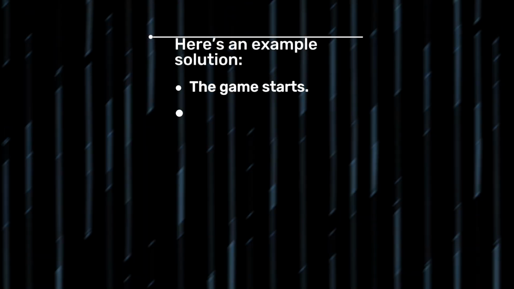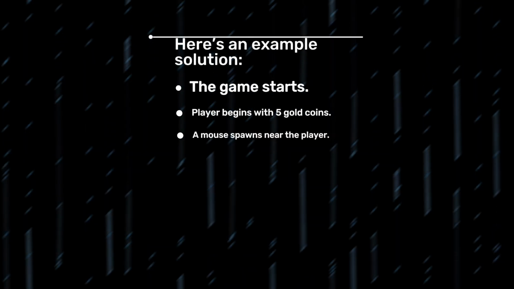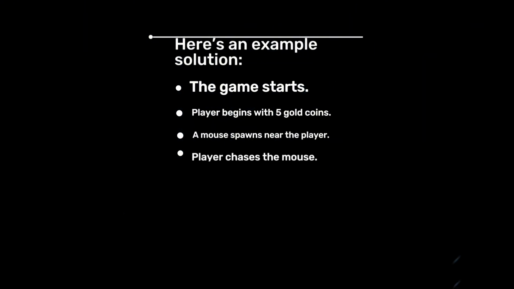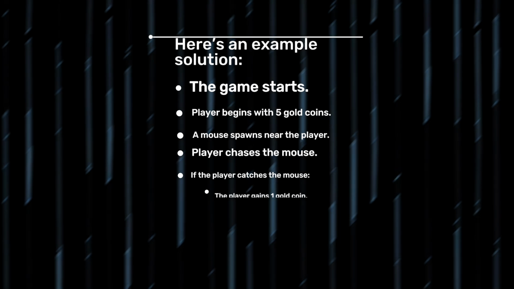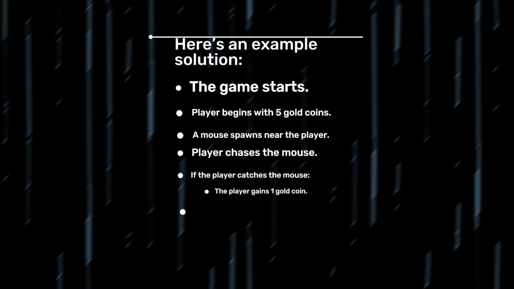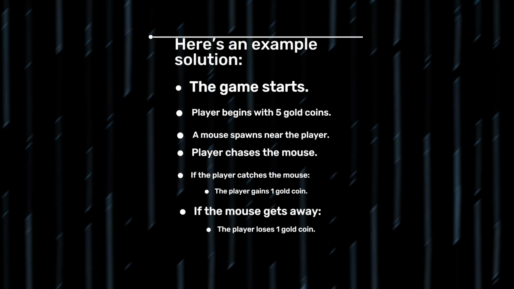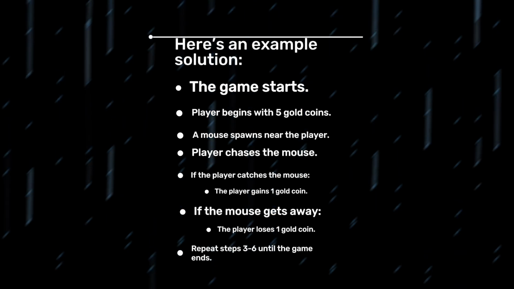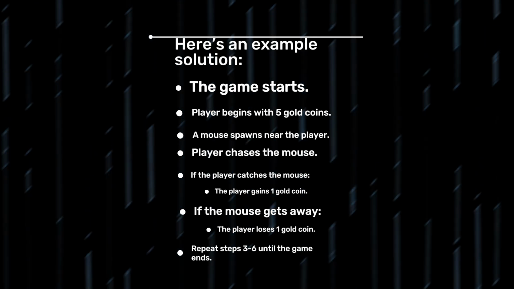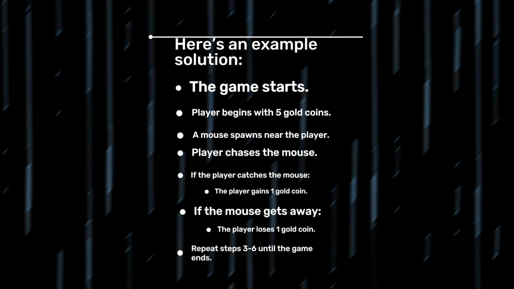Solution. Here's an example solution. 1. The game starts. 2. Player begins with 5 gold coins. 3. A mouse spawns near the player. 4. Player chases the mouse. 5. If the player catches the mouse, the player gains 1 gold coin. 6. If the mouse gets away, the player loses 1 gold coin. 7. Repeat steps 3 to 6 until the game ends. Feel free to modify and improve this algorithm. Experimenting with different steps is a great way to get comfortable with writing algorithms.